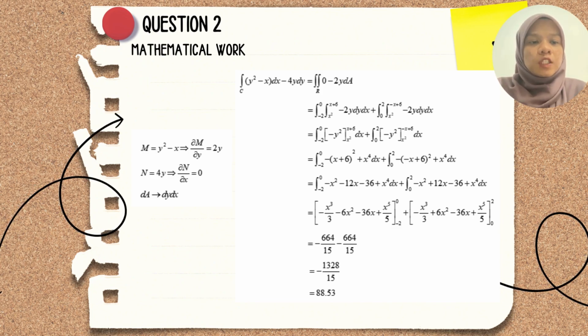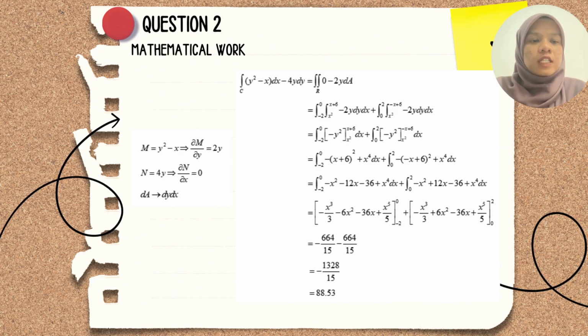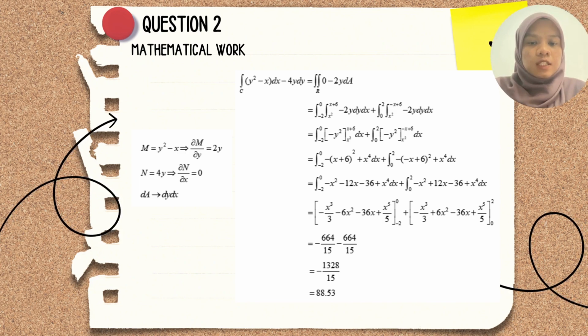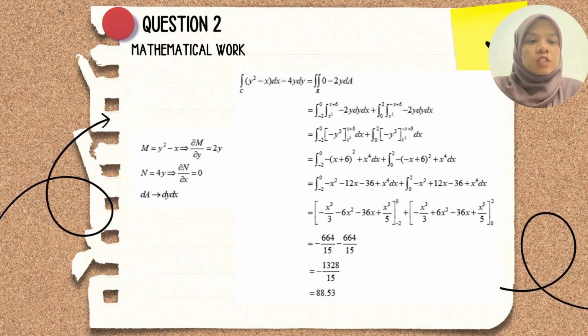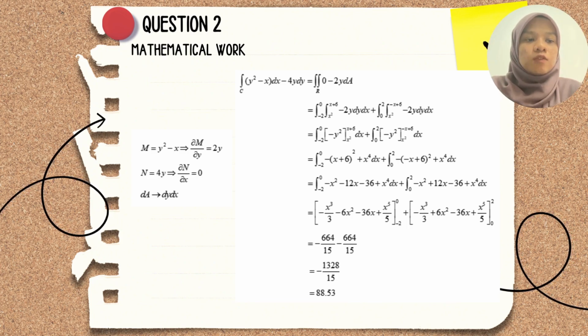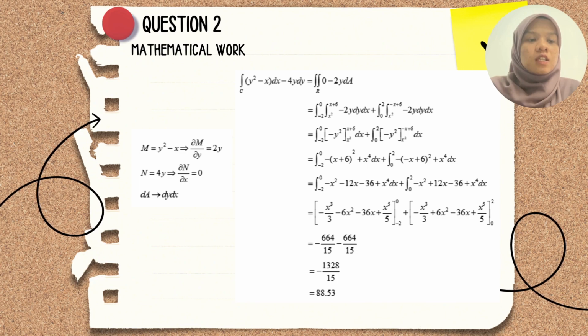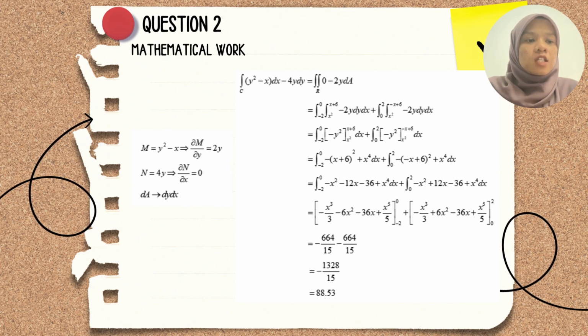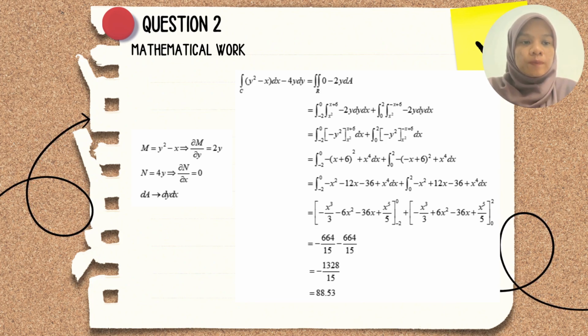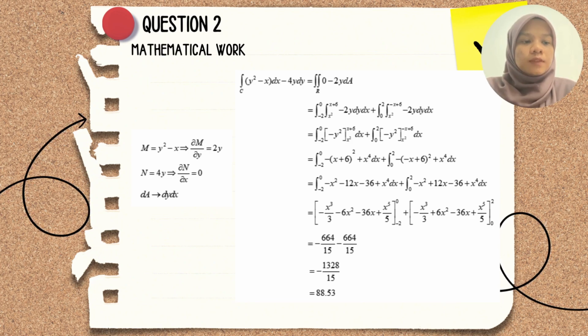After we substitute into the formula, we have the double integral of negative 2y dy dx, where the range of y is from x squared to x plus 6 and the range of x is from negative 2 to 0, plus the double integral of negative 2y dy dx, where the range of y is from x squared to negative x plus 6 and the range of x is from 0 to 2. Then we continue to integrate as usual, and we get the answer 88.53.